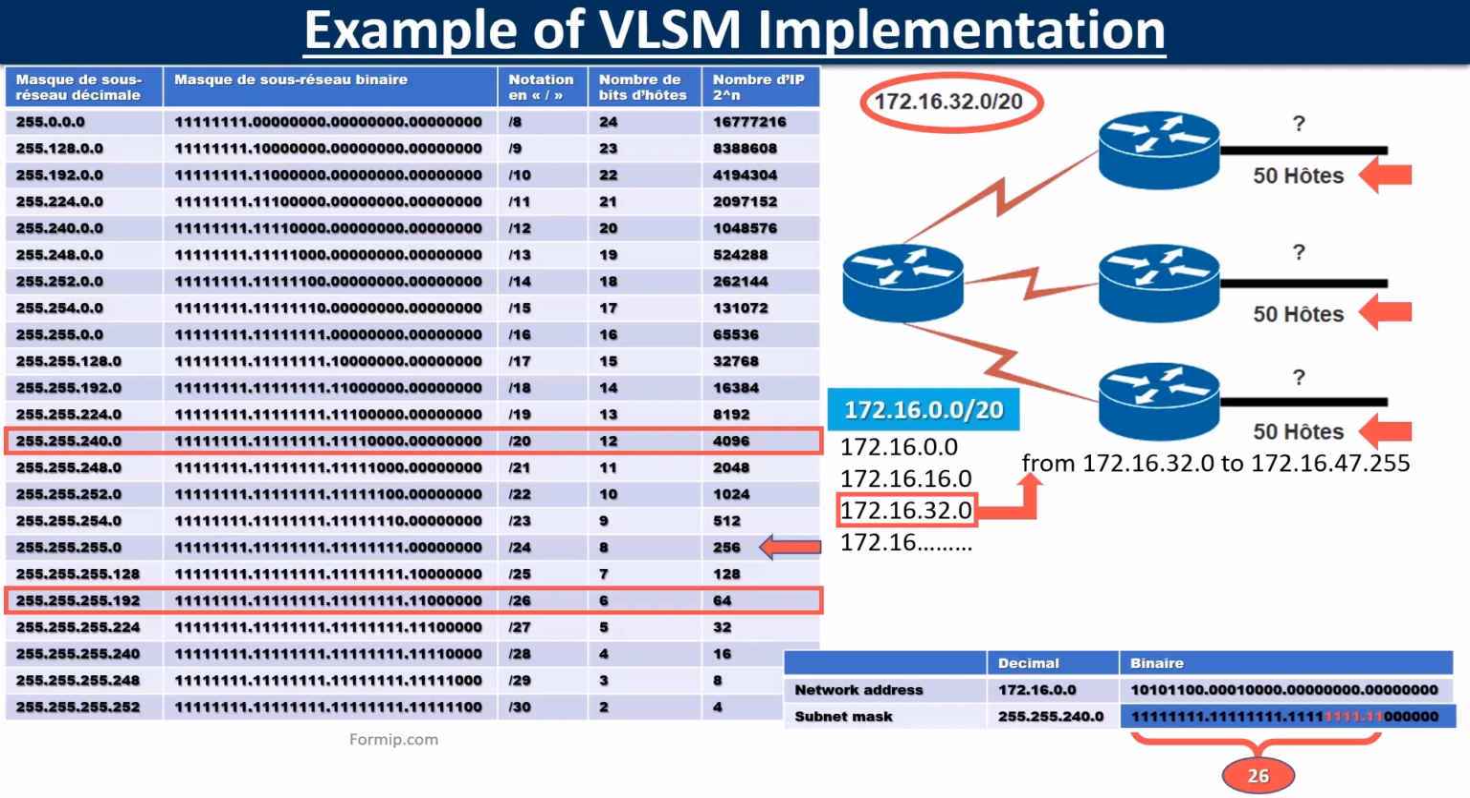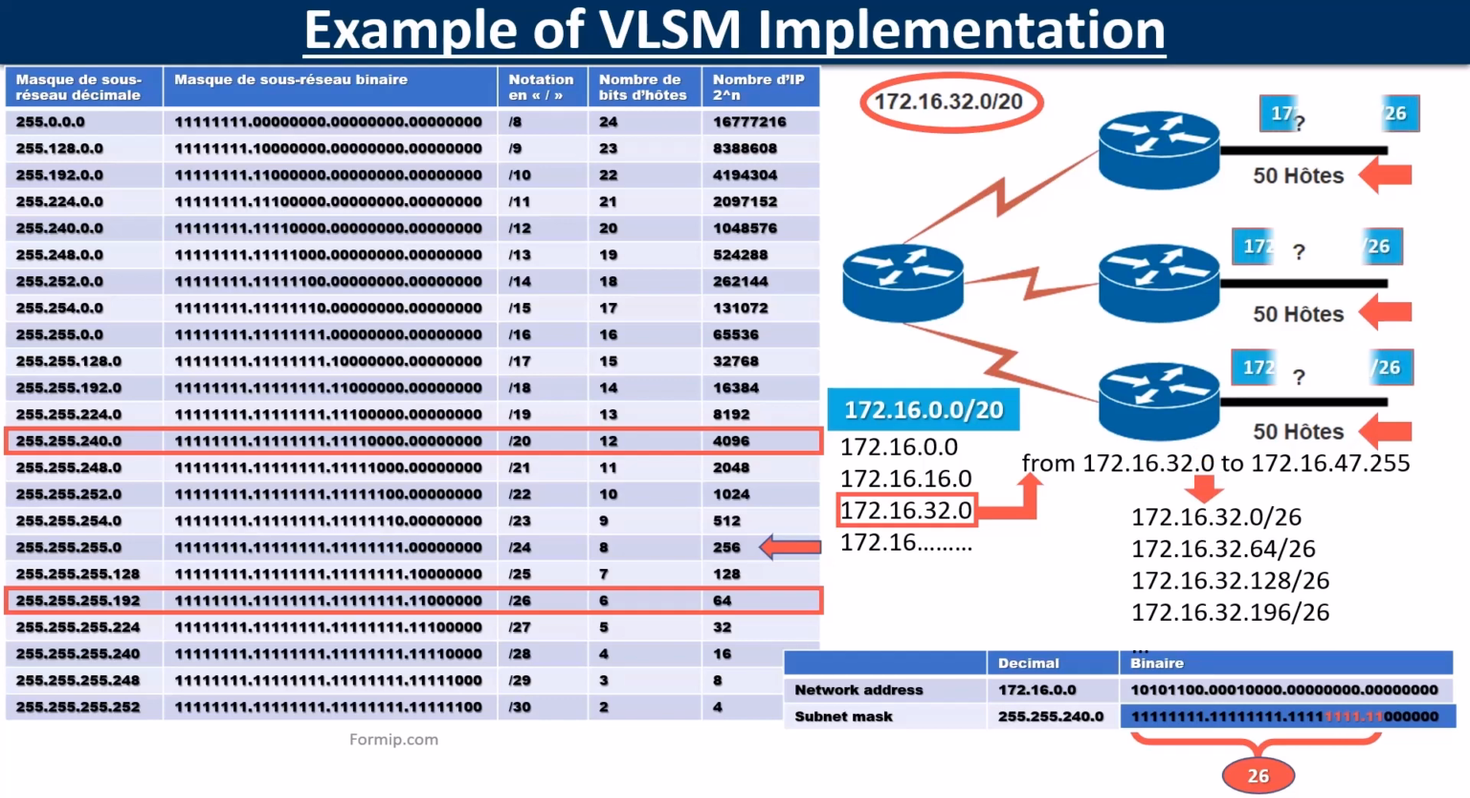which is much better structured than our starting mask in /20, which allowed us to make networks of more than 4,000 IPs. Here is the possible breakdown of our subnet: 64 IPs, I recall 62 usable. We can now distribute the subnets to our equipment of 50 hosts.